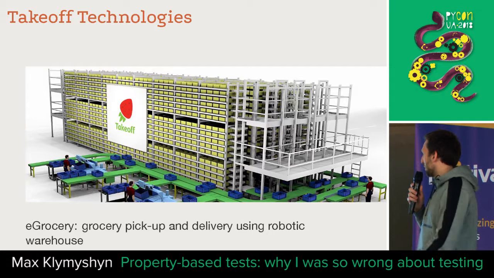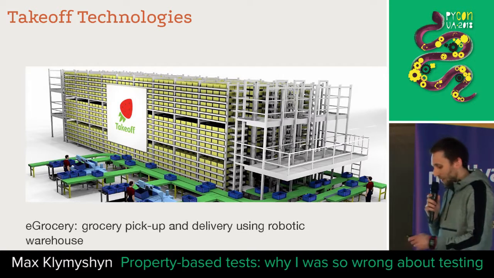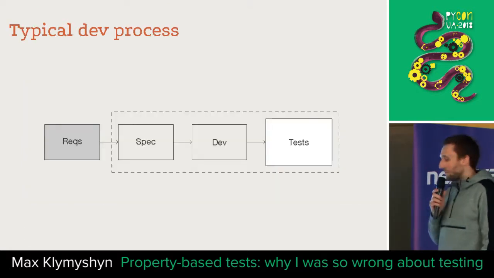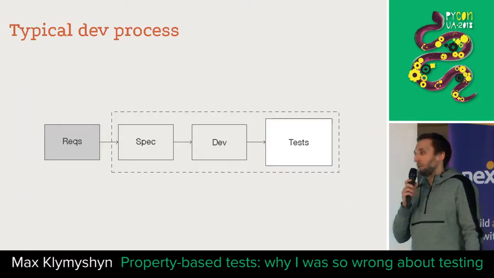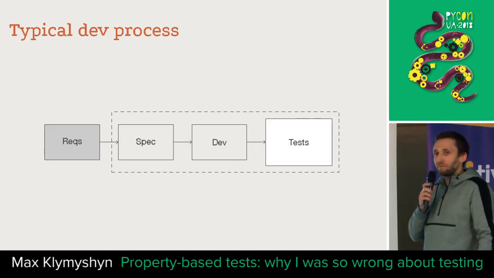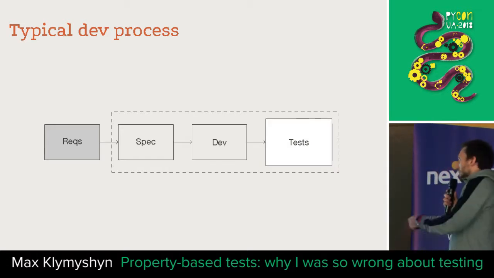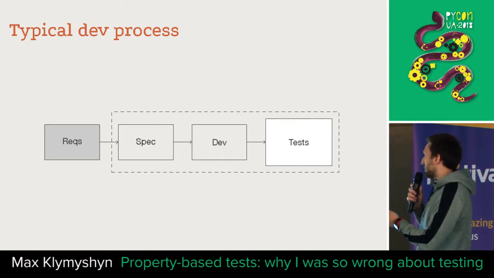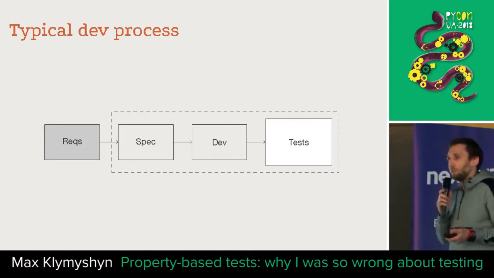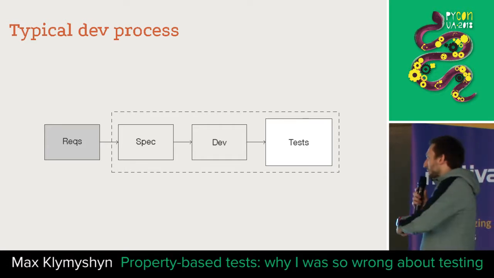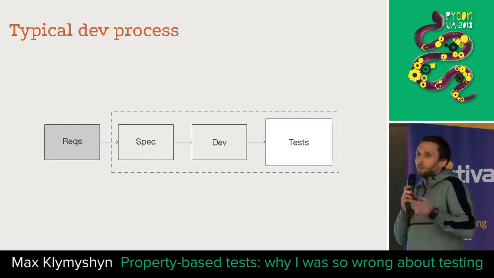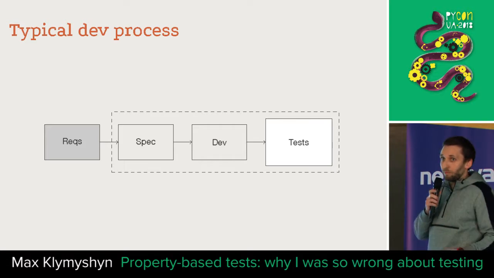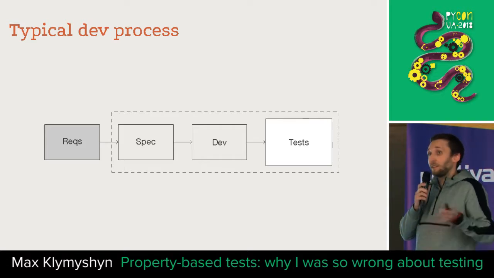So, robotic warehouse, it should look like this. We're currently building it. I'm responsible for software, so I will talk about software. This is how a typical dev process looks like in a typical company, I assume. So you have requirements, and afterwards you make your specification in some form. Afterwards, development and testing software.